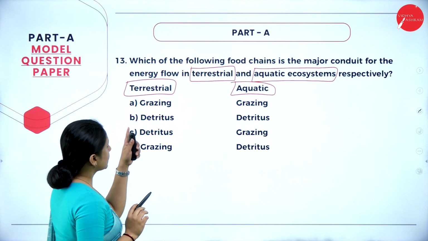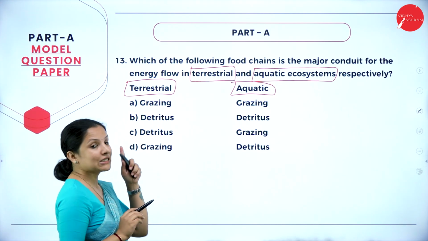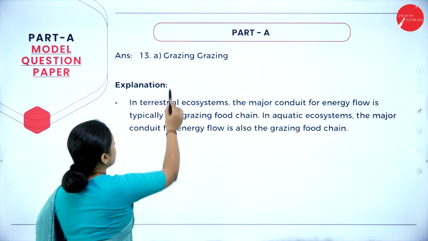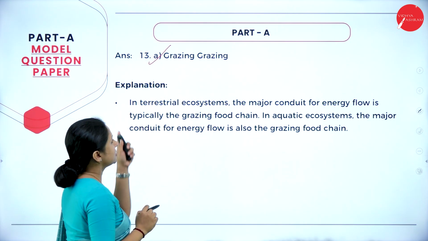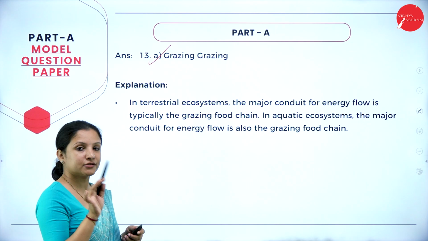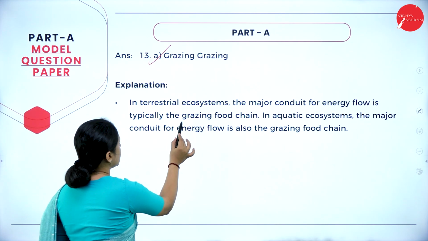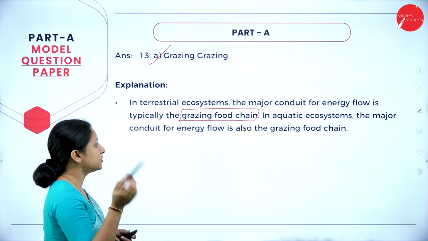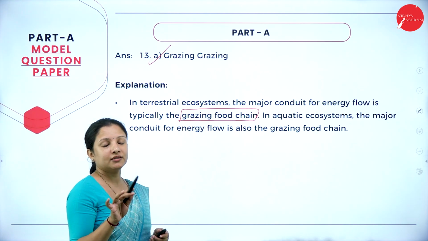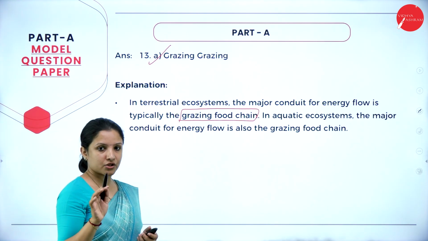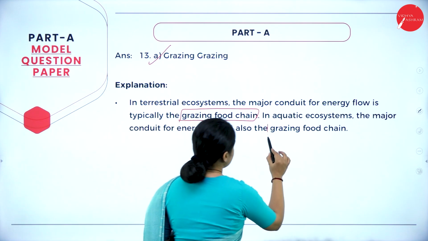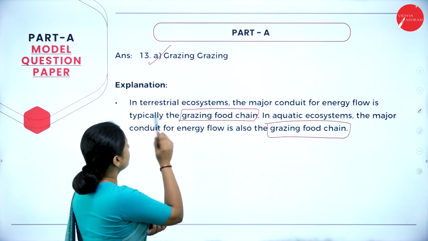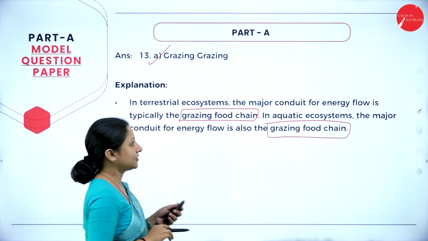So both in terrestrial and aquatic, it is the grazing food chain that actually runs. So grazing and grazing, option A is the right answer, because in a terrestrial ecosystem, the major source for energy flow is typically the grazing food chain, and similarly in an aquatic ecosystem also the major role for energy flow is in the grazing food chain itself. So therefore the grazing food chain is the right answer for both. So therefore option A is the right answer here.